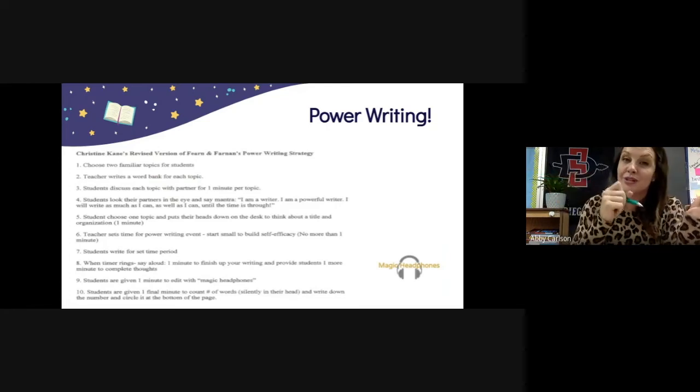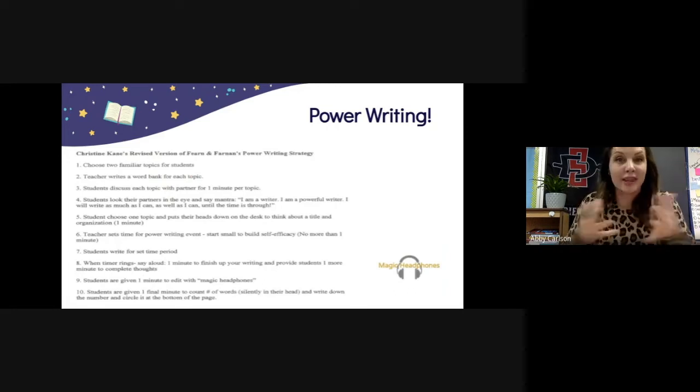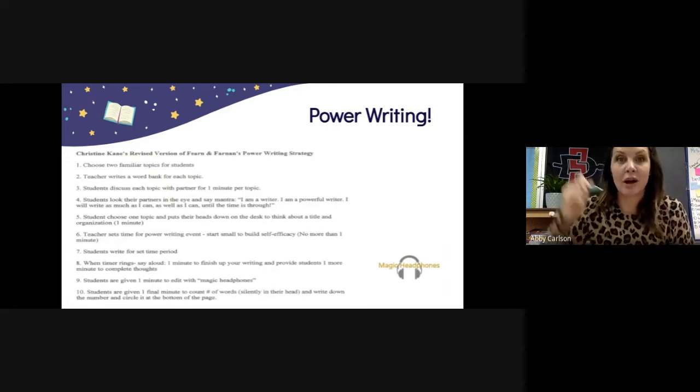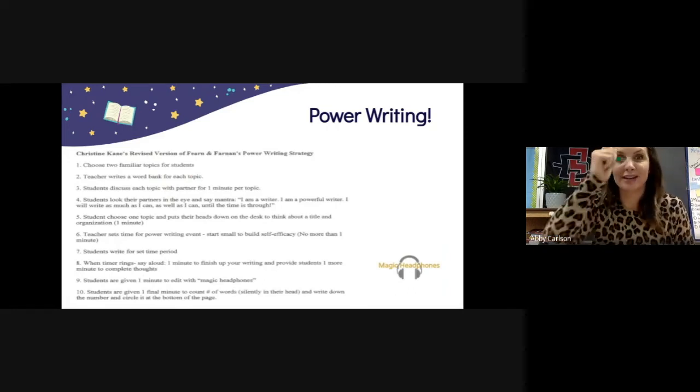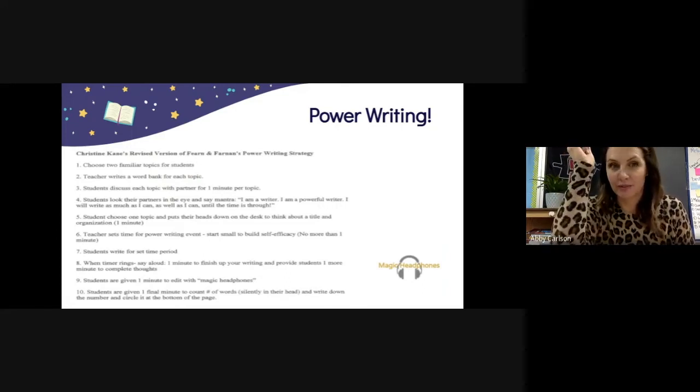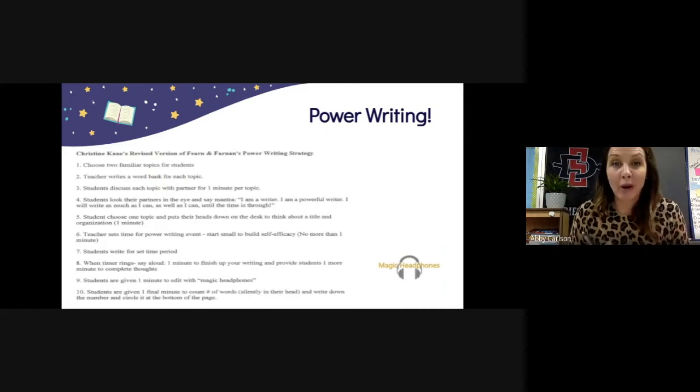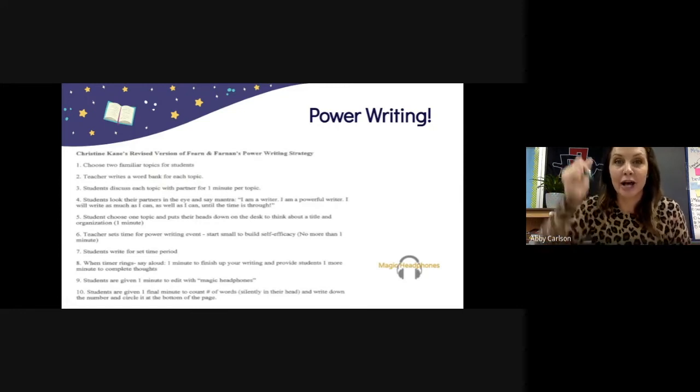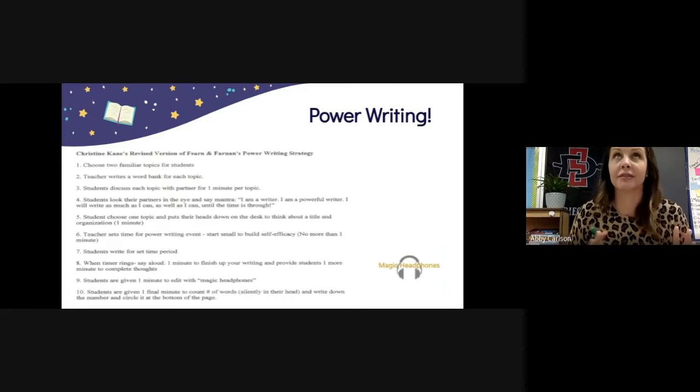Then, when students go back to their desks or when they open up their notebooks, they write the topic that they want to write about. Either write New Mexico or New York. Then we have a mantra. We say out loud, I am a writer. I am a powerful writer. I will write as much as I can, as well as I can, until the time is through. Yes, fifth graders say that. Second graders love shouting that. All students love powerful mantras. Then I set the timer.